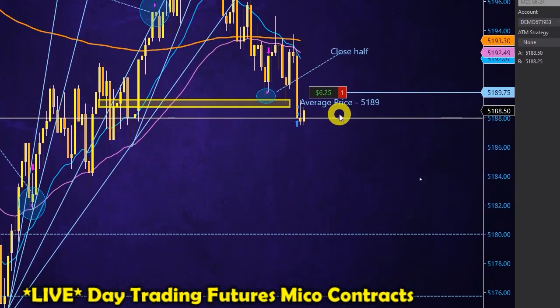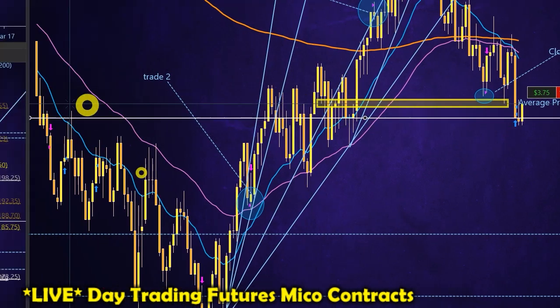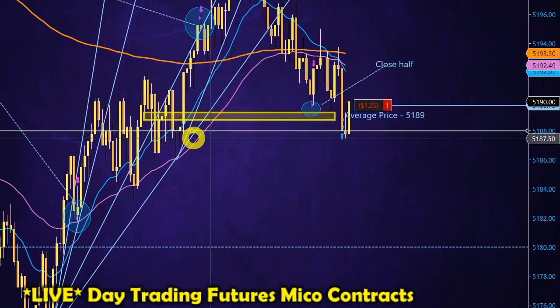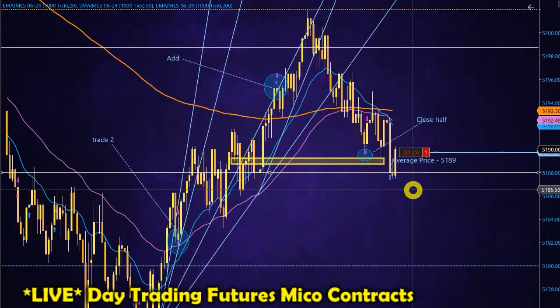And where is it now? At the low of previous day, where it's been chopping around and indecisive. It has broken below, but it just came right back over the top. Now, hopefully, it'll break below again. We are in the short.